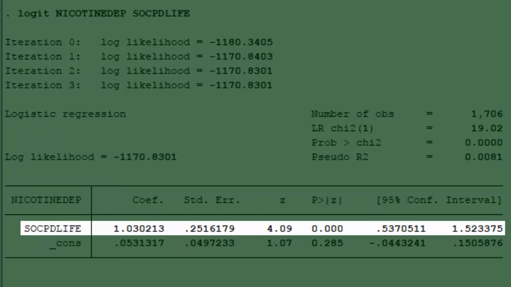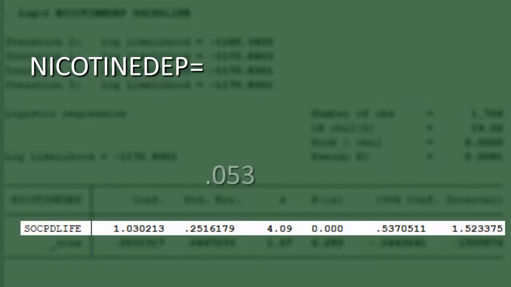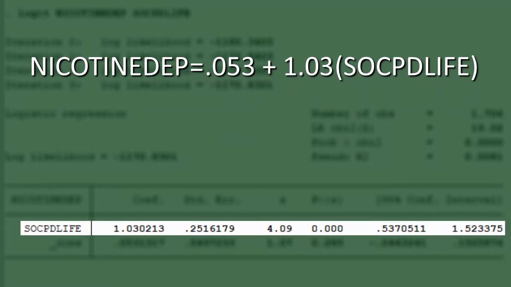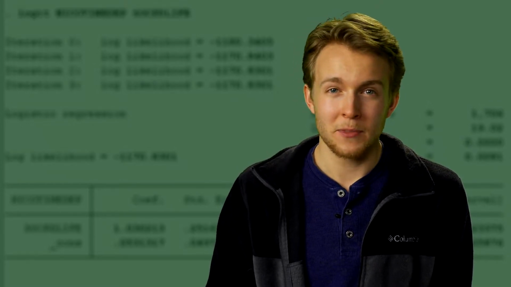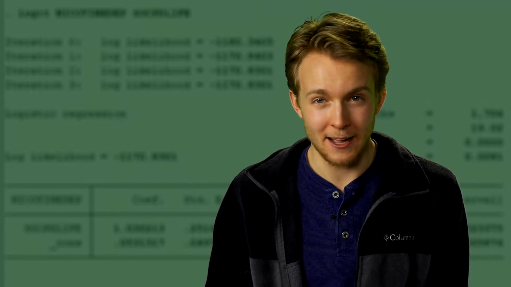We could generate the linear equation nicotine dep is a function of 0.053 plus 1.03 times soc_PD_life. But let's really think about this equation some more. In a regression model, our response variable was quantitative, and so it could theoretically take on any value. In a logistic regression, our response variable only takes on the values 0 and 1. Therefore, if I tried to use this equation as a best fit line, I would run into some problems.